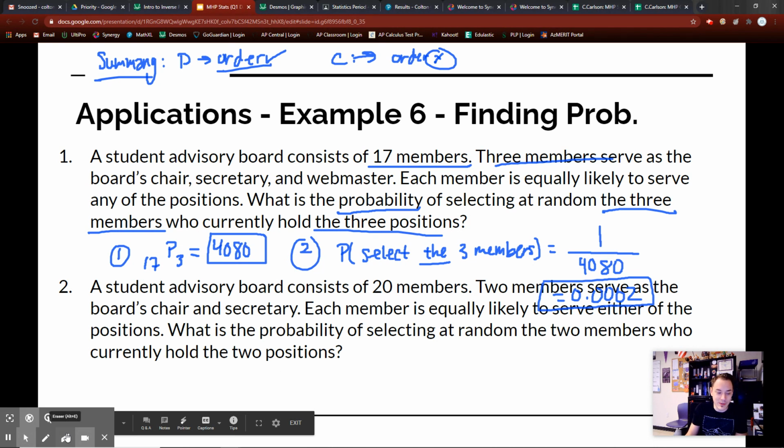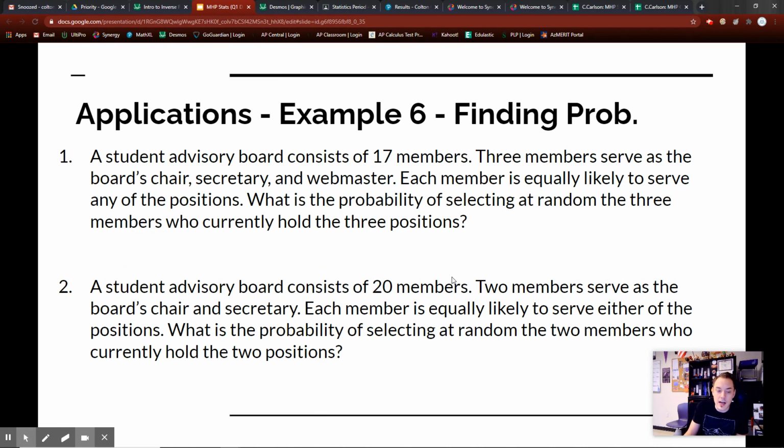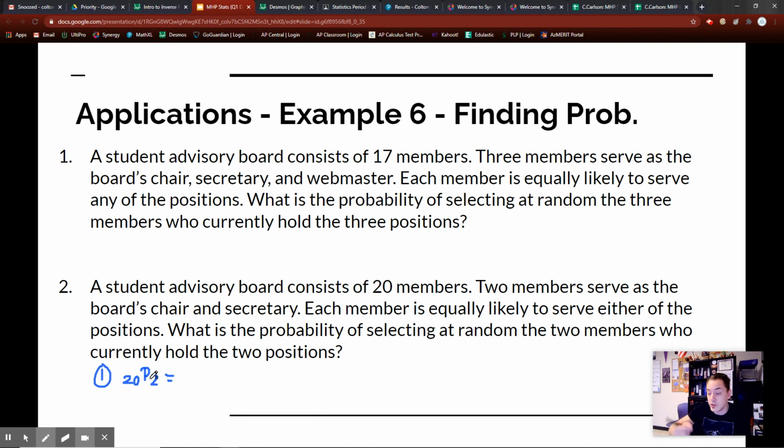Now, I'm going to erase this so we can have more room to work. Let's think about it a little bit more deeply. A Student Advisory Board consists of 20 members. 2 members serve as the board's chair and secretary. Each member is equally likely. What's the probability of selecting at random the 2 members who currently hold those positions? So it's very similar, actually. We have 20 permutation 2, choosing 2 out of that 20. This gives us 380 if we plug into the calculator.